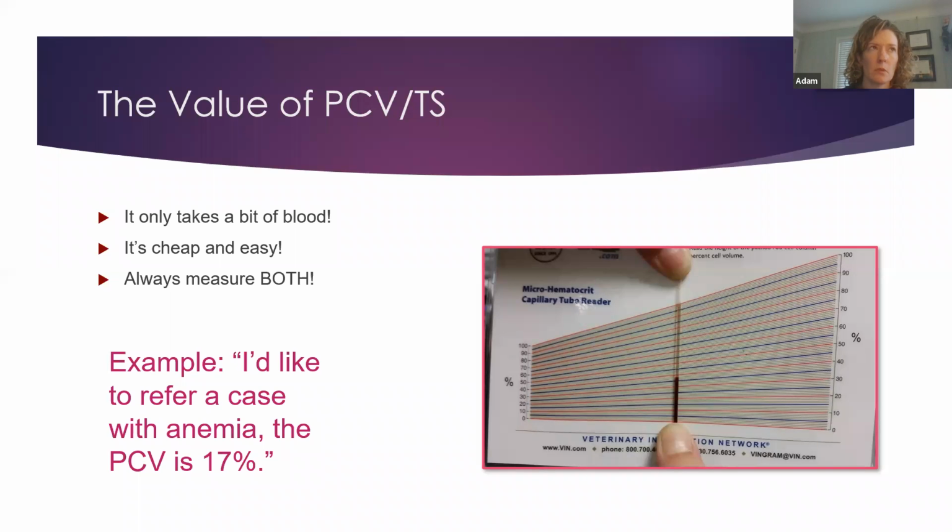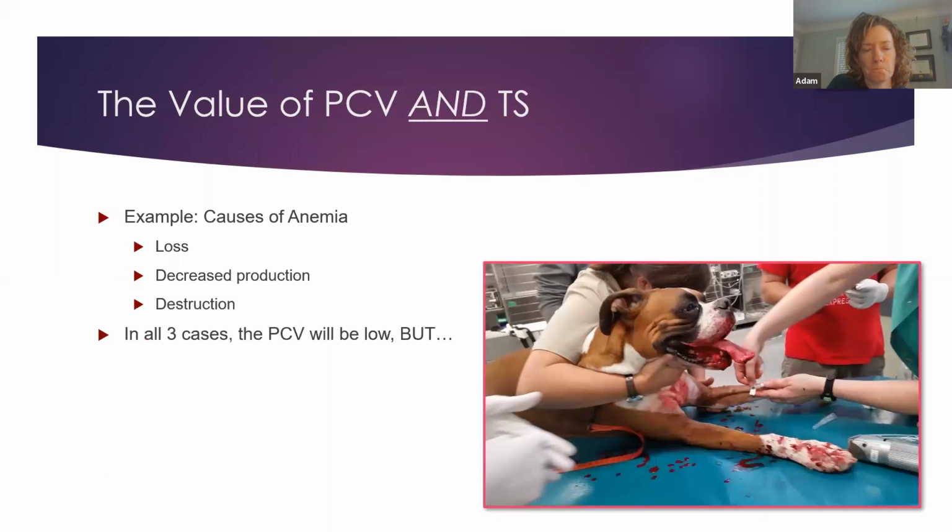So it helps me think a little bit about how critical the case might be, but it also helps me start to think about formulating my differential list and what might be going on with this patient. There's 3 major causes of anemia that we think about. So blood loss, as we said, where you're losing both protein and cells. Decreased production, where your bone marrow isn't making red blood cells, so your solids should be normal in those situations. And then destruction, like an IMHA, where you have a hemolytic process and the red cells are being destroyed, and the solids will be normal in that situation as well.